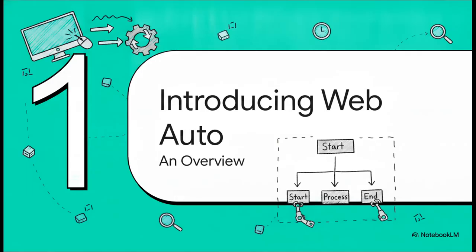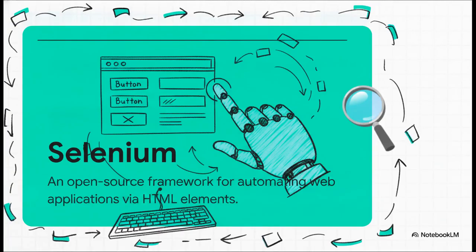Section 1, introducing web automation. So, at its very core, Selenium is an open-source framework used for automating web applications. It does this by interacting directly with a website's HTML elements. Basically, I want you to picture an invisible robotic hand. This hand can literally click buttons, fill out forms, and navigate through pages exactly like a human user would. But here's the kicker. Because it's communicating directly with the HTML under the hood, it does all of this at lightning speed. It completely bypasses all those physical limitations of using an actual mouse and keyboard.